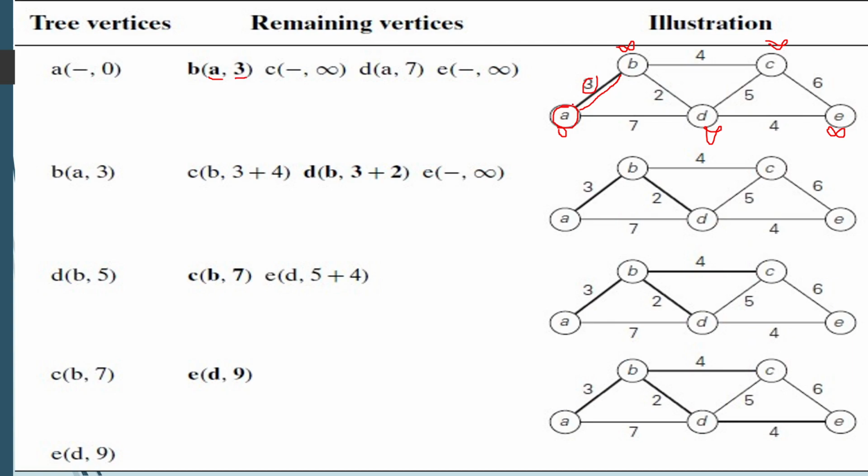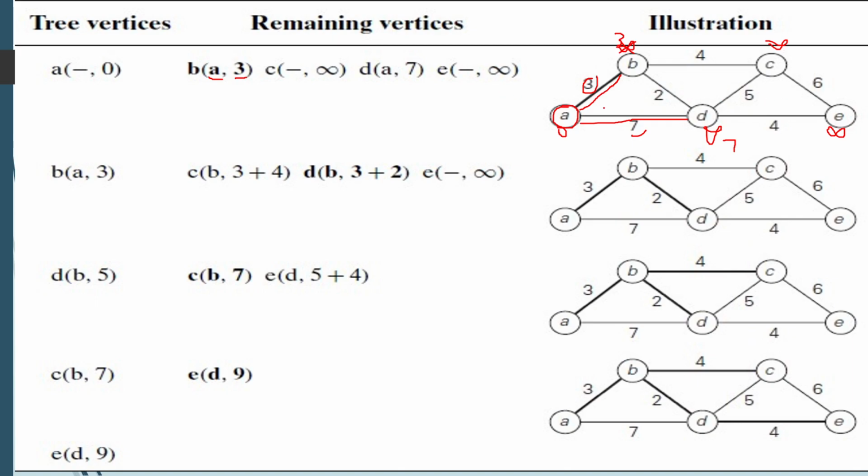Next C. Is there any direct path from A to C? See, from A to C there is no direct path. That's why you take a dash, and the distance of C is infinity, as you already initialized. Next D. Now A to D a direct path is there, so here you take A, and the distance is 7. Whenever you visit, the infinity is changed to the distance value, 3 and 7. That's why you take 7 here.